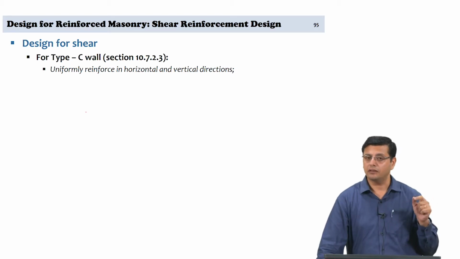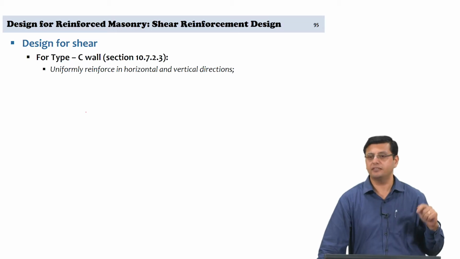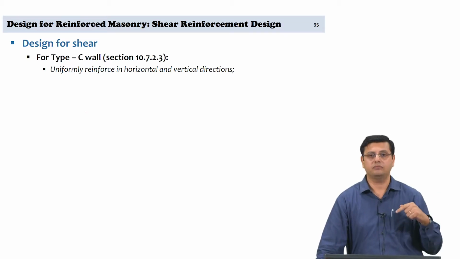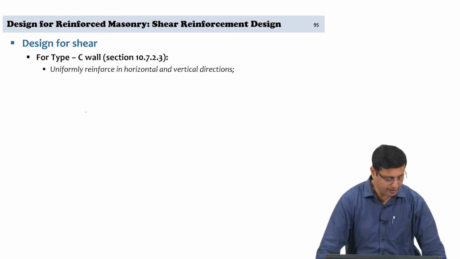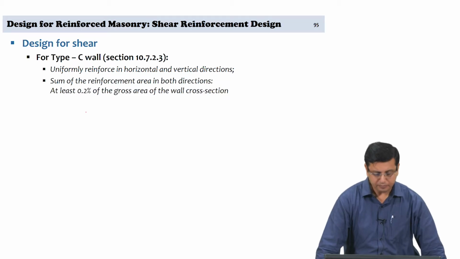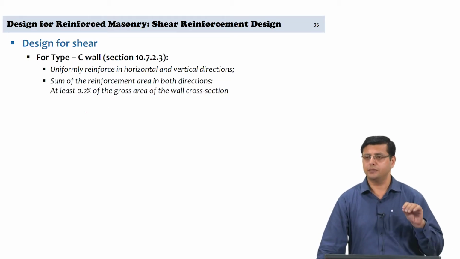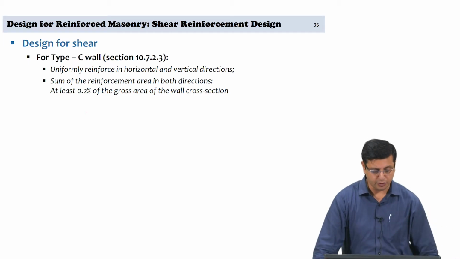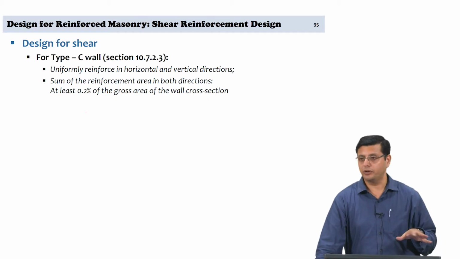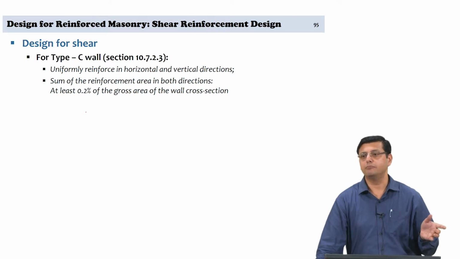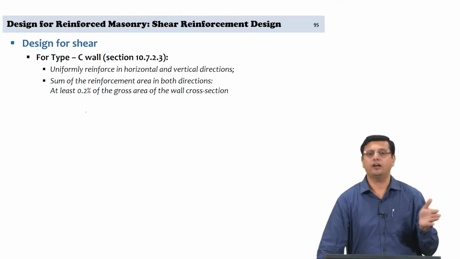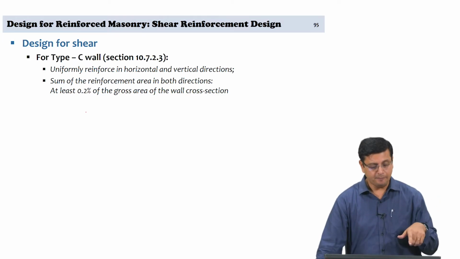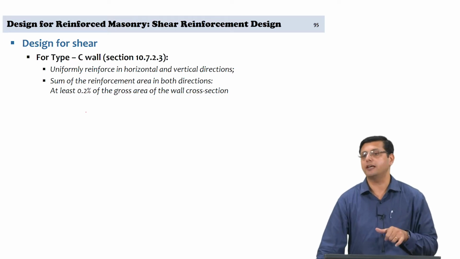The horizontal reinforcement as shear reinforcement becomes more effective in the presence of vertical reinforcement, and therefore it is about providing both horizontal and vertical reinforcement uniformly in the masonry wall. But there are specific requirements in terms of how much minimum reinforcement should be provided. There are two requirements basically: the sum of the reinforcement in both the directions, that is how much area of steel you are providing in the vertical direction and in the horizontal direction, should be at least 0.2% of the gross area of the wall cross section.